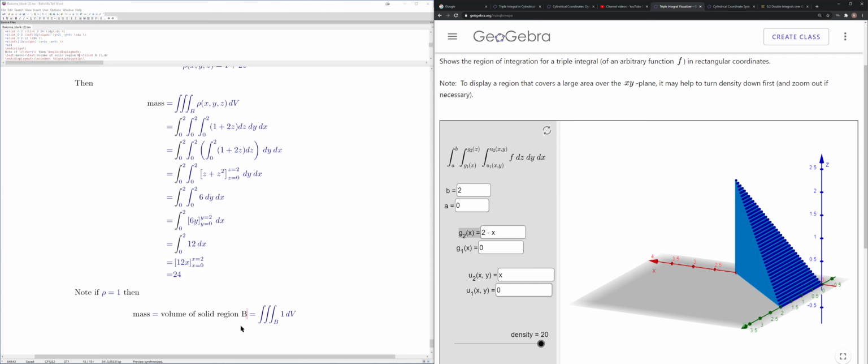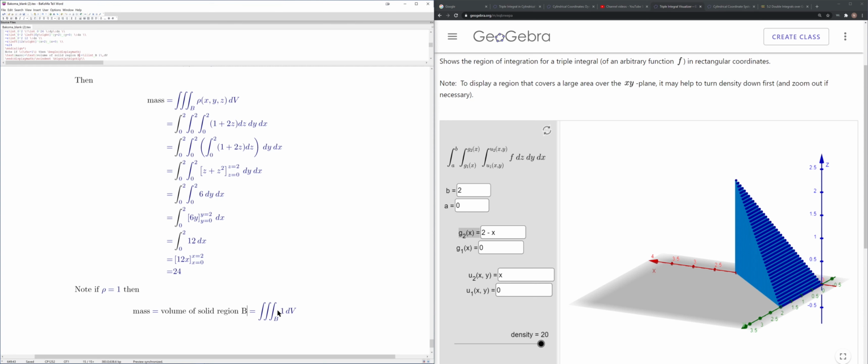Okay, but that's not within the scope of this class. But I still would like you to know that if you do a triple integral of 1 over your solid region B, then what you're doing is you're getting the volume of the solid region.